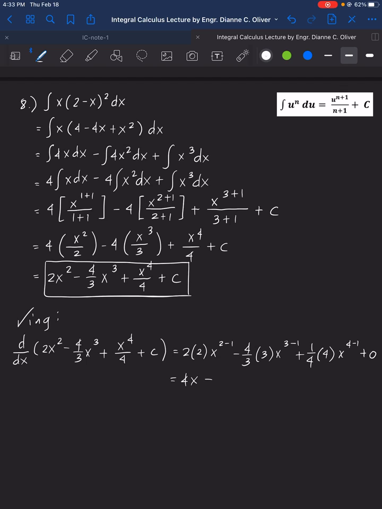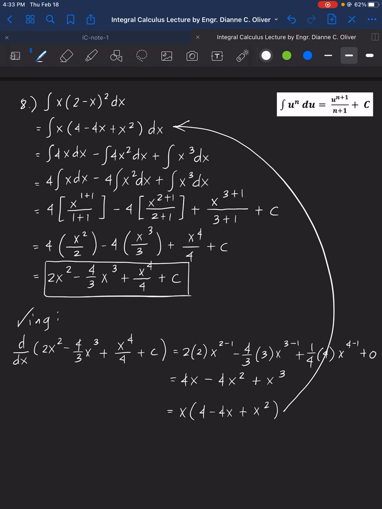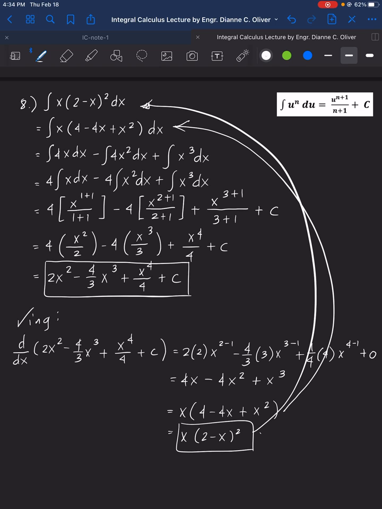Equals, this becomes 4x minus 4x squared plus x raised to 3, and that is equal to x times (4 minus 4x plus x squared). So this portion here is already similar with this one. That's why if we go further, this becomes x times (2 minus x) squared. And this is similar with the original given here. So this is for number 8.